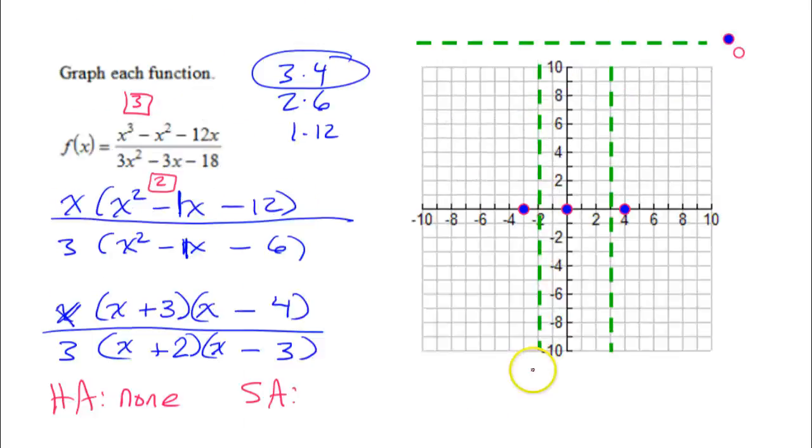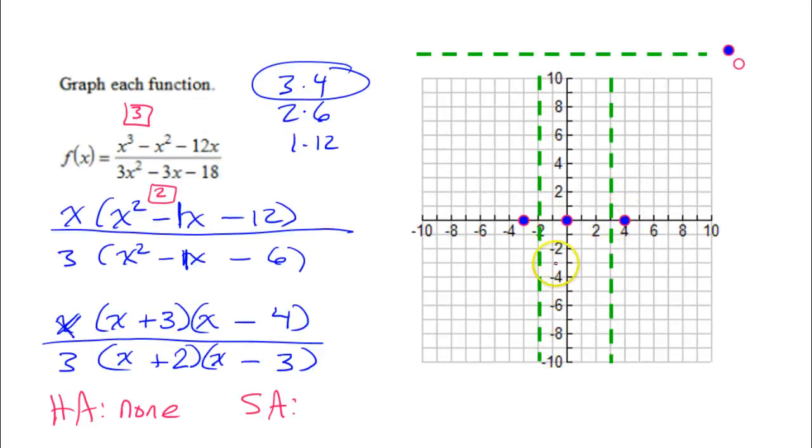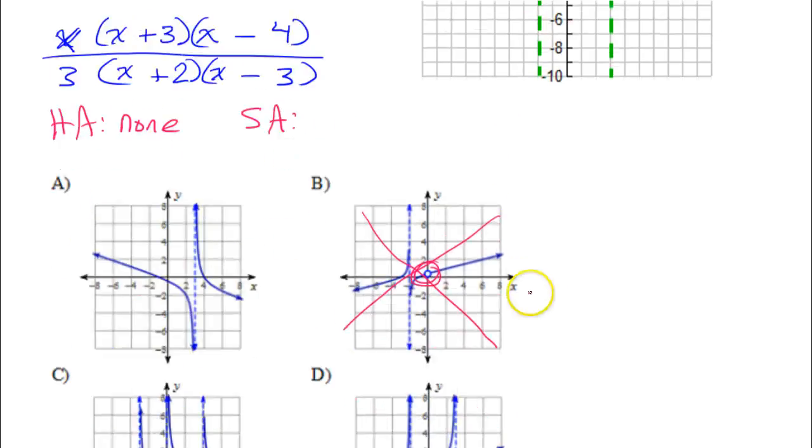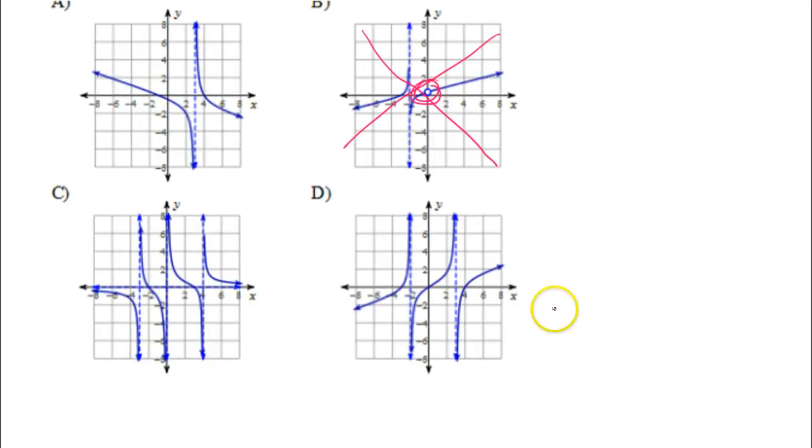I already know I have two vertical asymptotes and no horizontal asymptote. So let's look at these multiple choice options and see what I've got. There's only one option that has two vertical asymptotes. So that's D. So it looks like it's going to be D.